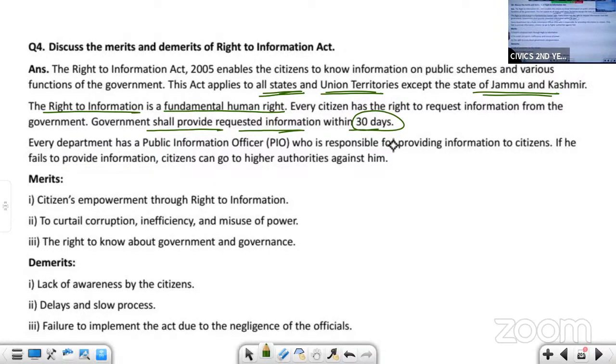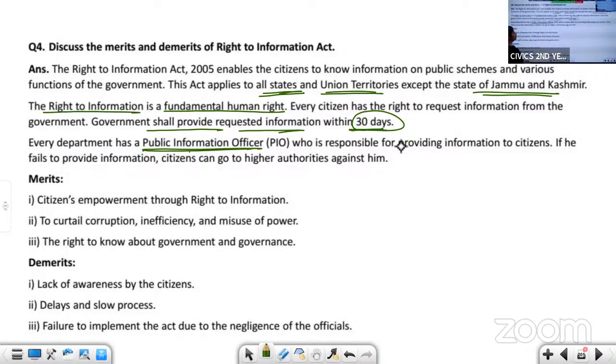That is your fundamental right. So for every government department, you have a PIO, Public Information Officer. This PIO will have an assistant called Assistant PIO. So you have to submit your request to this Public Information Officer, and this Public Information Officer has to provide you the information within 30 days.